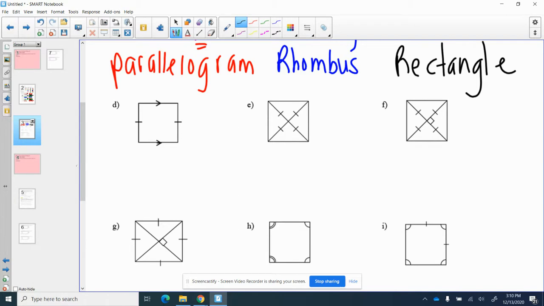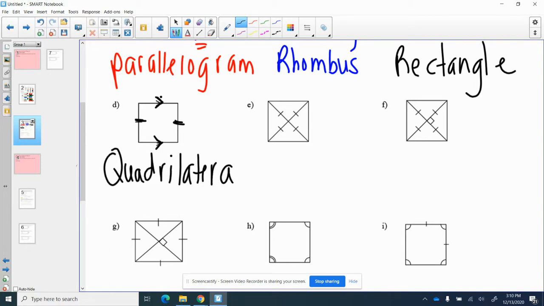Letter D, we do not have enough information to say anything about this being a parallelogram because we only have one side congruent and we only have one side parallel. So this could be a parallelogram, but without any extra information, it could also have been a trapezoid. So since this wasn't descriptive enough, we would just say that this is a quadrilateral, a four-sided figure, because we don't have enough information to prove it is a parallelogram.